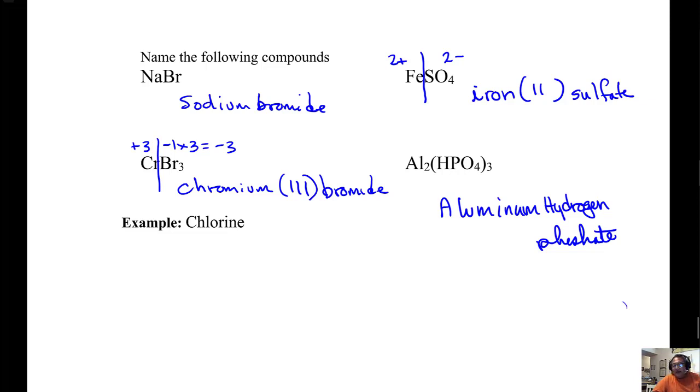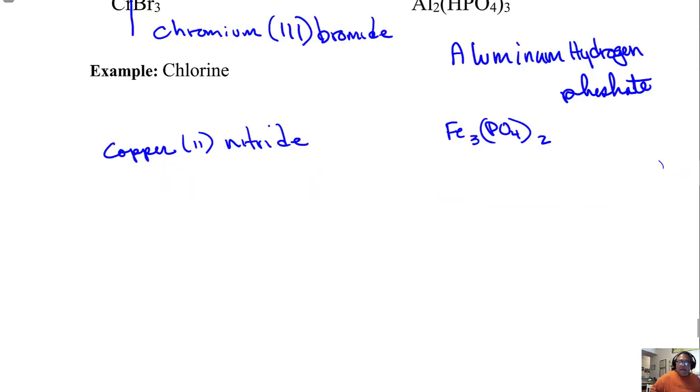Now I'm going to give you a couple more examples, because more examples is better. I want to show you a couple other tricks. Okay, so here we go. Copper 2 nitride. I want to write the formula for that. The first thing you have to do is write the formula for the ions. So that's copper, Cu, and then 2 plus.